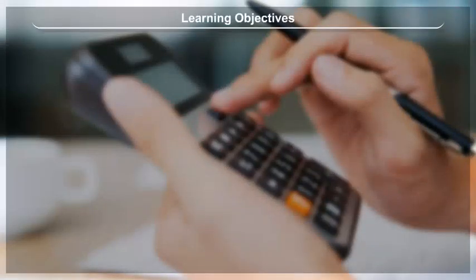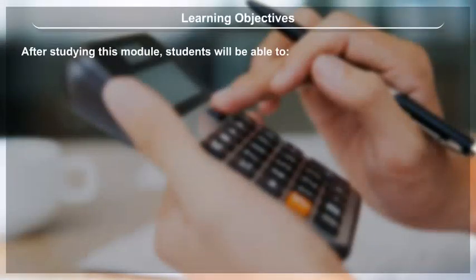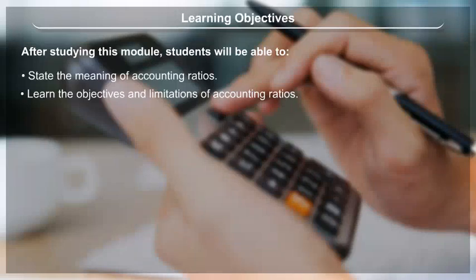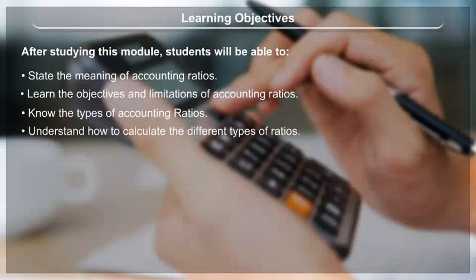Learning objectives. After studying this module, students will be able to state the meaning of accounting ratios, learn the objectives and limitations of accounting ratios, know the types of accounting ratios, and understand how to calculate the different types of ratios.